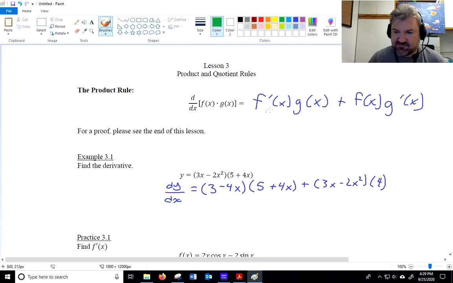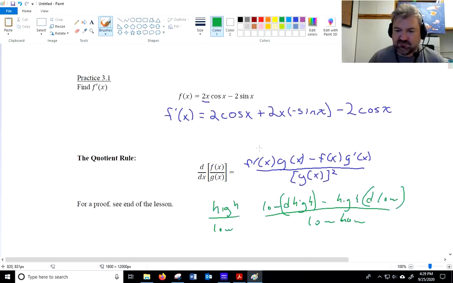So I did derivative of the first times the second. With the quotient rule, I do derivative of the first times the bottom. The first being the one on top, right? So just remember that top goes first, left goes first.